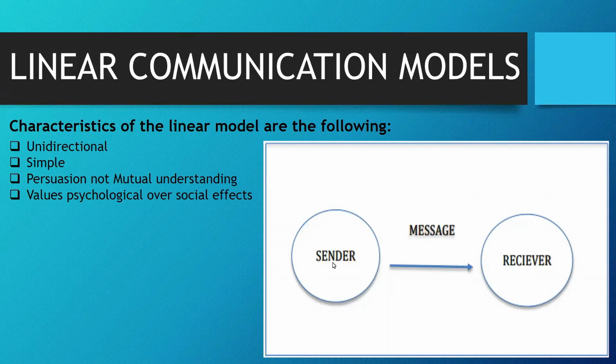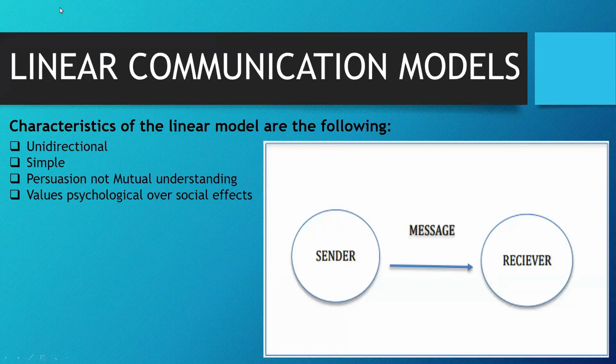Here in the linear communication model, we have no assurance that the message was effective because the sender is only concerned with the delivery of the message. So we will not be able to know whether the receiver has understood the message that we want to convey. That is the linear communication model. Again, there are four characteristics: the unidirectional, the simple, the persuasion, not mutual understanding, and lastly, the psychological over social effects.